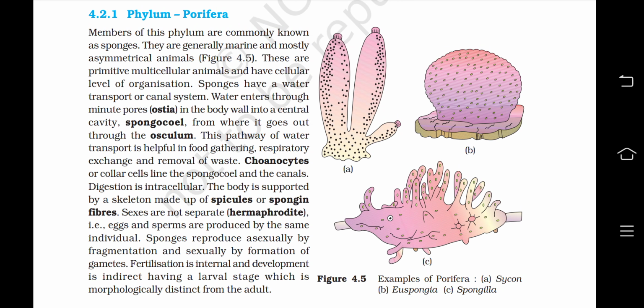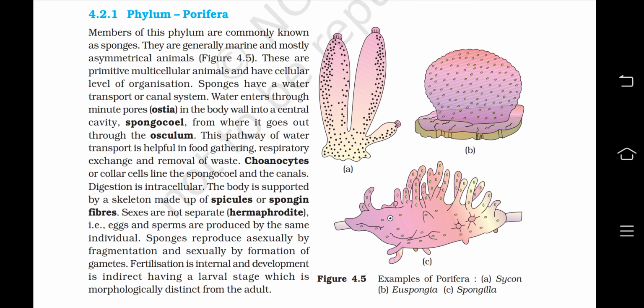Members of this phylum are commonly known as sponges. They are generally marine and mostly asymmetrical animals. These are primitive multicellular animals and have cellular level of organization. Sponges have a water transport or a canal system.